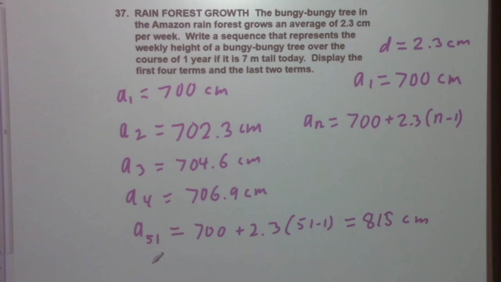And what's the very last, what's going to be A sub 52? That'll be 817.3. 817.3. And you just added, right, to the very last week to get that.